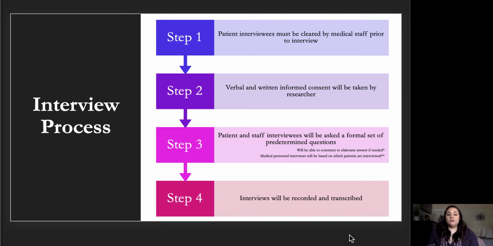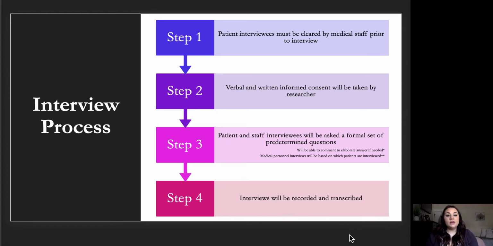So, the interview process. The first step is that patient interviewees must be cleared by medical staff prior to the interview. Whatever arrangements are made with the hospital that determine what patients will be cleared to be interviewed, those patients will be asked if they would like to partake in the study. If they do, we will move on to step 2, which is when the researcher will obtain verbal and written consent from the patient. During this step, patients will be explained how the interview will go and what will be done with the data after.